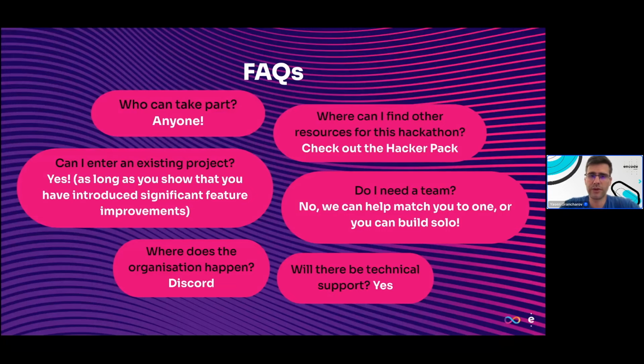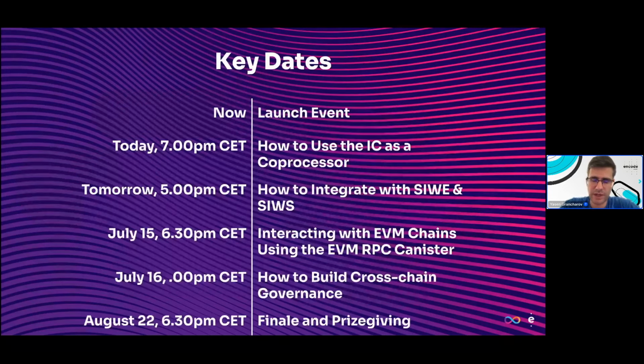Moving on with an overview of some of the key dates. We are having the launch event right now, and we're going to move on immediately to a Moritz workshop, which is going to be on how to use the Internet Computer as a coprocessor. Tomorrow, we're going to have another workshop at 5 p.m. Central European Time. And don't worry about time zones, by the way. If you have already registered for the event, you will get all the invites in your calendar, so you will know exactly what the time is in your time zone.